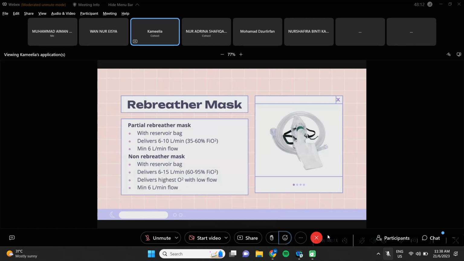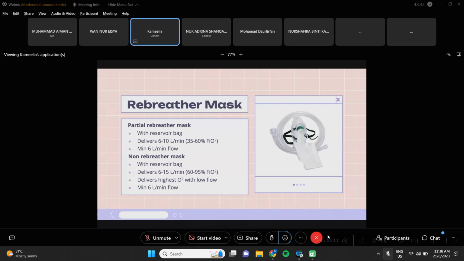And then the last low flow non-invasive oxygen delivery is rebreather mask. There are 2 different kinds. First is partial rebreather. This is like a simple mask, but it has a reservoir bag of 100% oxygen that is attached to it. But we need to ensure that the reservoir bag inflates and that it's not obstructed or anything.